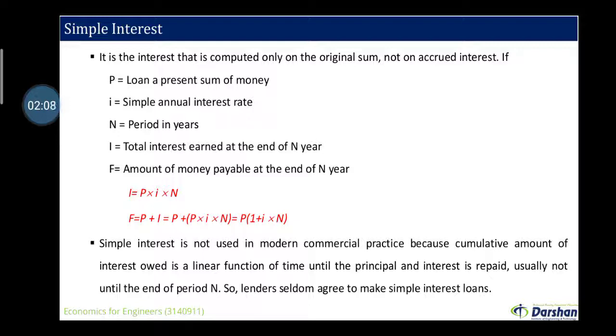Simple interest is not used in modern commercial practice because its cumulative amount of interest is a linear function of time, and the interest is usually not repaid until the end of the period. So the lender seldom agrees to make a simple interest loan, because in simple interest you cannot charge interest on the interest. We can say after 1 year you cannot pay the total interest plus the interest on this interest, right?